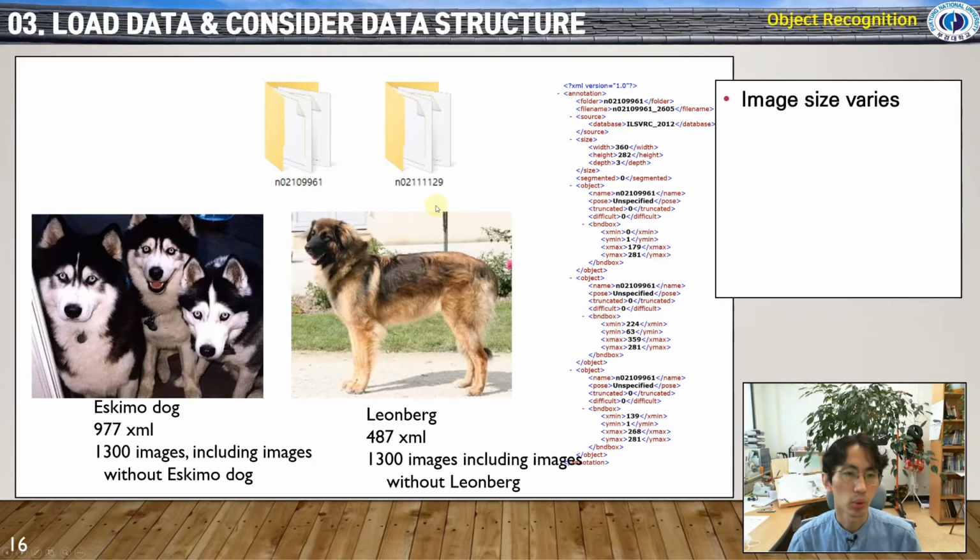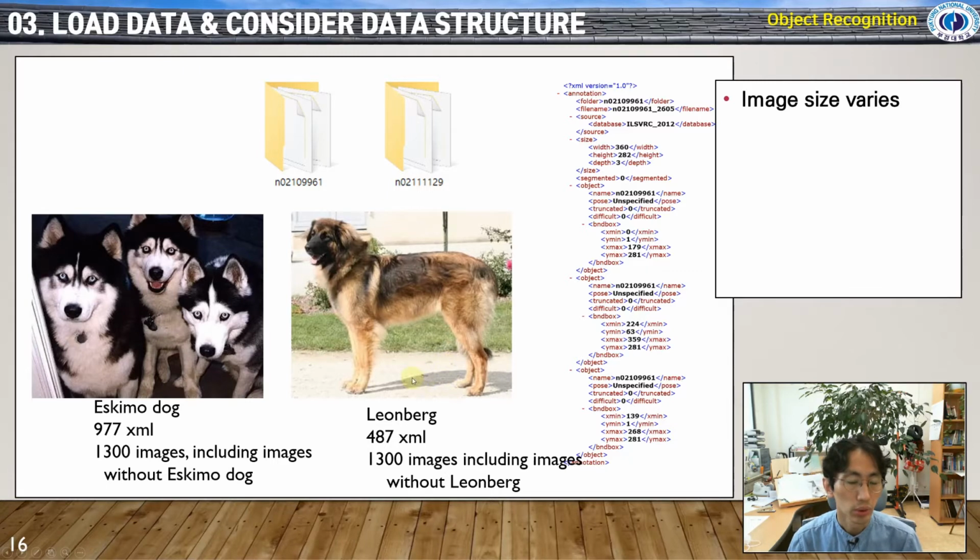Okay, you also can see the image files. I already told you that we are doing only two classes. So one is the Eskimo dog, husky, and we have 1,300 images for this. And another type of image is Leonberg, and you also have 1,300 images of this.